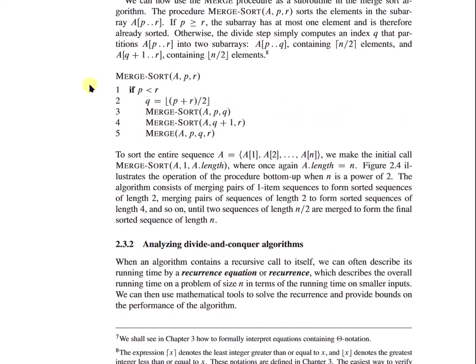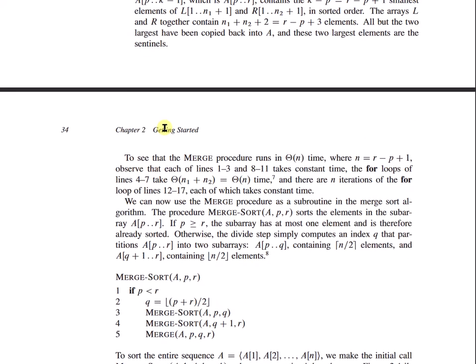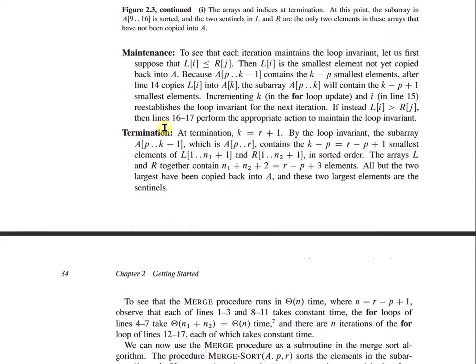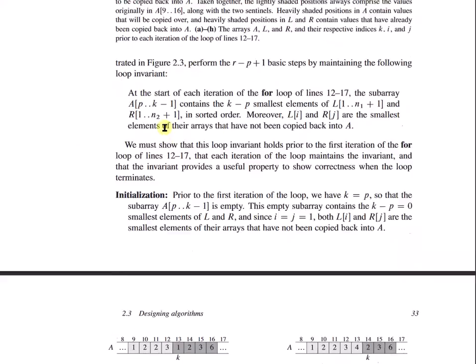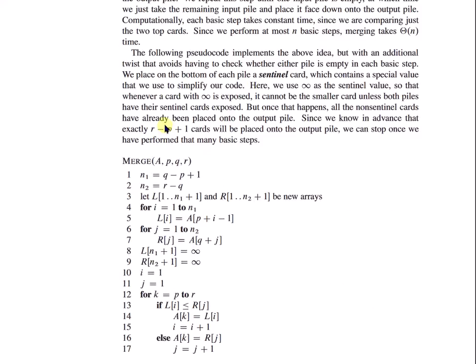Merge sort: if p is less than r, q equals the midpoint. Then merge sort A of p to q and merge sort A of q plus 1 to r, and then we are merging it again. So for the first iteration, it becomes in half. This procedure gets called.